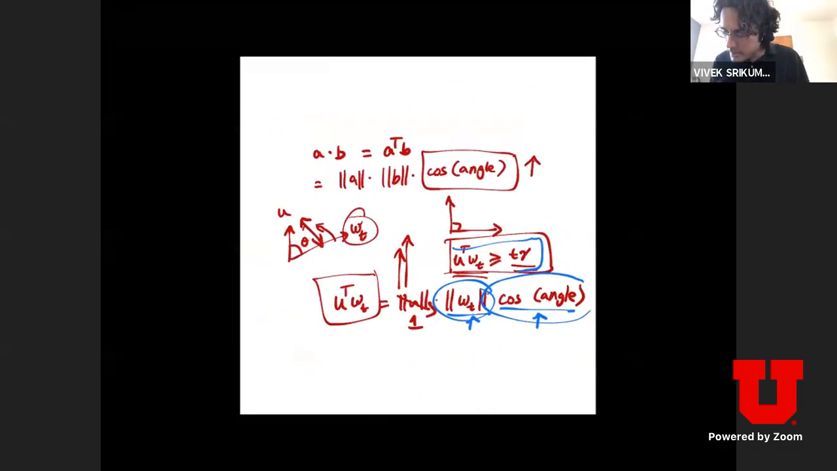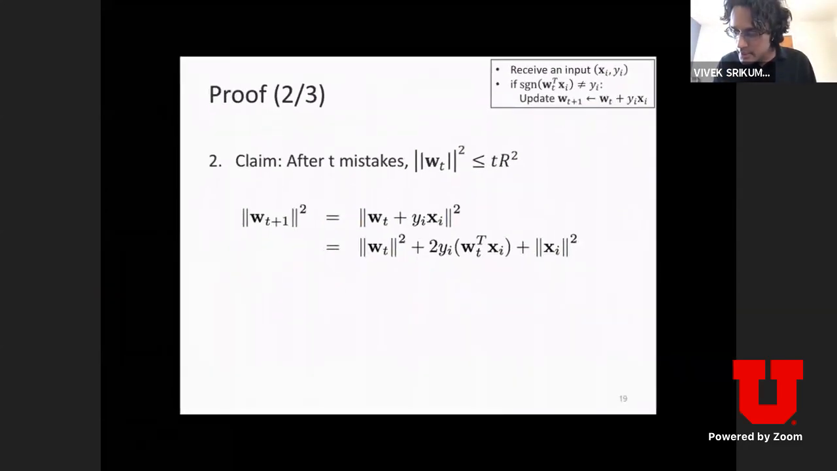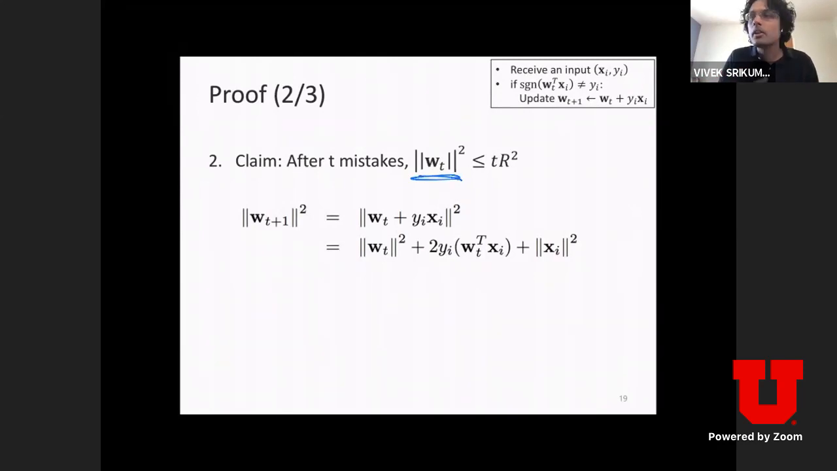So the first claim shows just that the dot product is going up. The second claim will show that, sure, the dot product is going up, but actually the length of w is not going up. In fact, it's bounded, which means the only thing left is that the angle should go down, so the cosine goes up. So that's the second claim. The second claim is that after t mistakes, the norm of w squared is going to be less than t R squared. That's also an easy step.